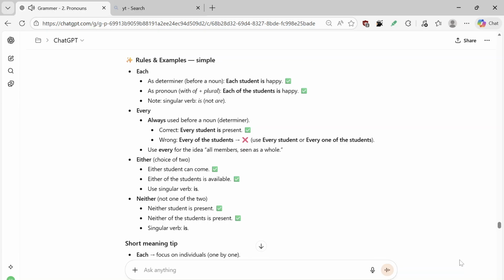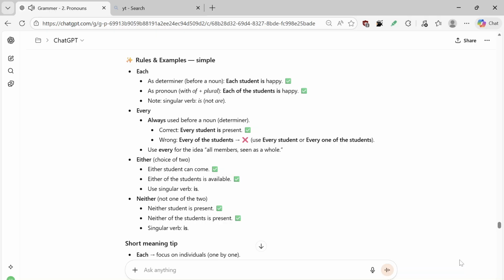Rules and examples, simple. Each, as a determiner before a noun: each student is happy. As a pronoun, with "of" plus plural: each of the students is happy. Note, singular verb "is", not "are". Every is always used before a noun, as a determiner. Correct: every student is present.